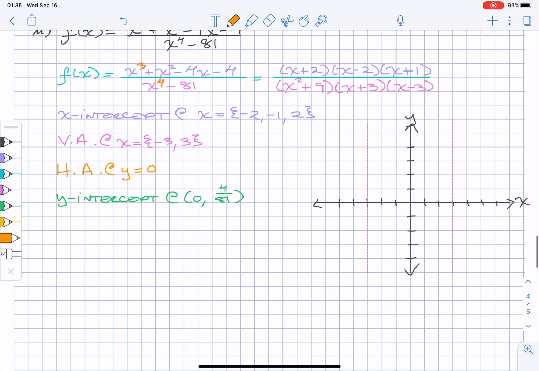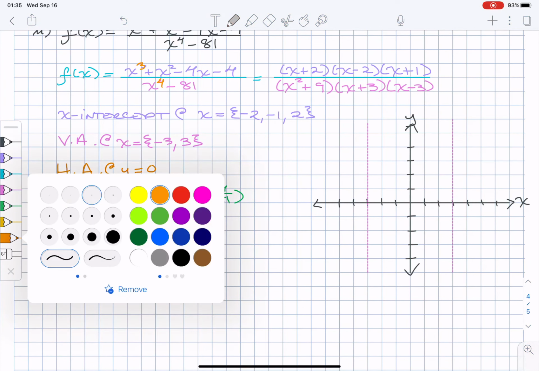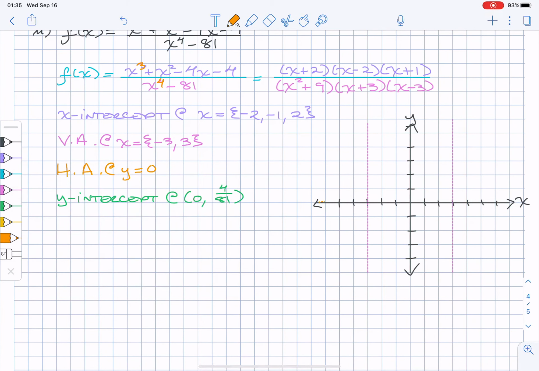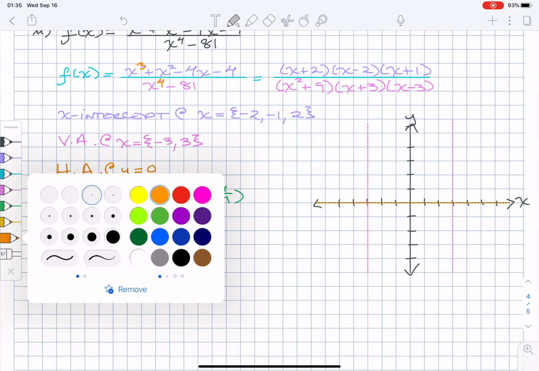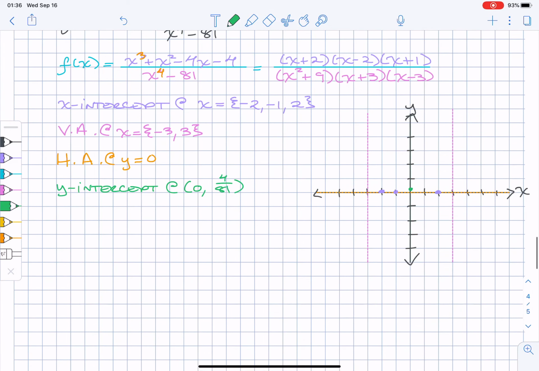My horizontal asymptote is the line, actually let me change this to solid. It's the line y equals 0, otherwise known as the x-axis. Okay, my x-intercepts are at -2, -1, and +2. My y-intercept is just slightly above 0. No, not drawn to scale. But now I need to see what happens on either side of those asymptotes.